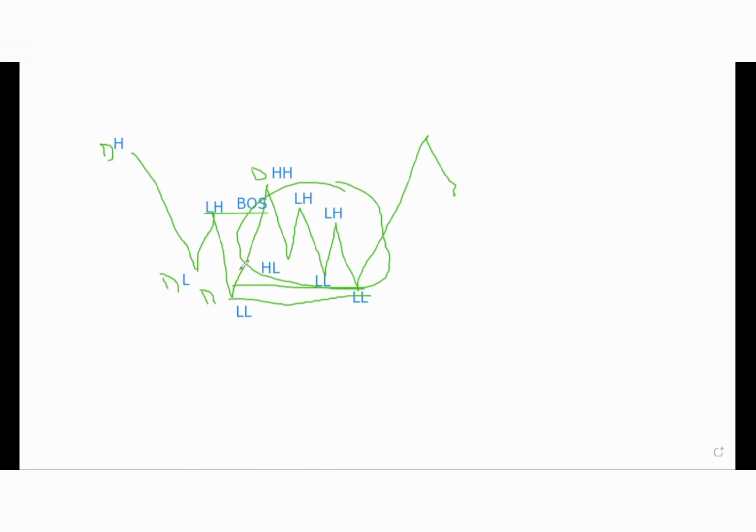So what happened was on the daily, the market has broken the structure. But maybe on 1 hour or 4 hours, it's showing us a bearish market. But what did I say?